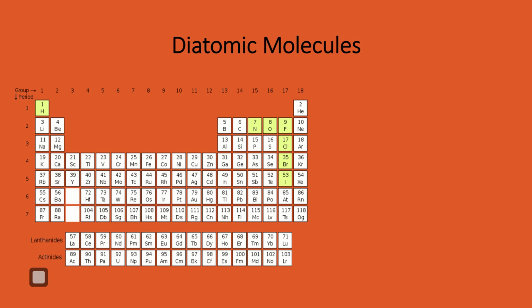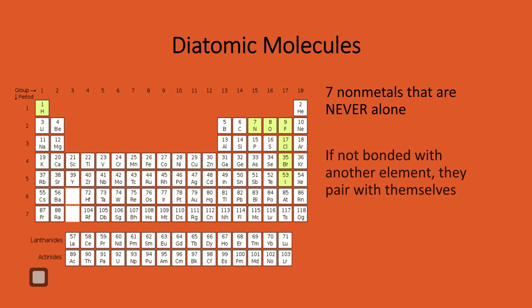Okay? So the simplest type of covalent bonds out there are what are called the diatomic molecules, and you can see them in my periodic table I have here, highlighted in yellow. These are seven nonmetals that are never, ever, ever alone. You will not find a single hydrogen atom all by itself, an elemental hydrogen atom by itself. Same thing goes for nitrogen, oxygen, fluorine, chlorine, bromine, and iodine, okay? And so that's why we have them there.